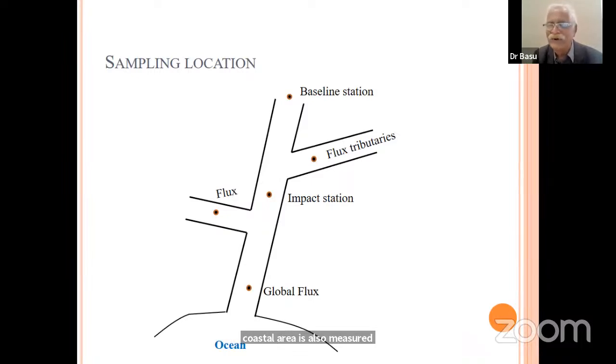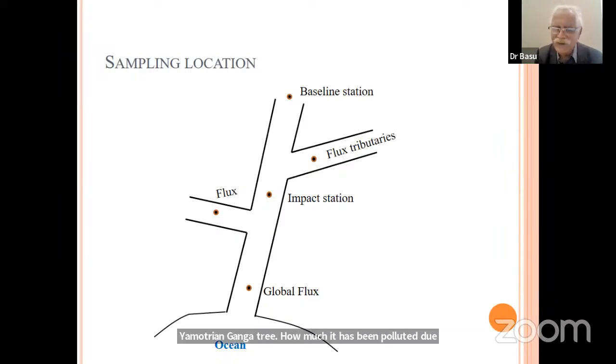So all we measured: how much fresh water is coming from Gangotri and Yamunotri, how much it has been polluted due to tributaries and flux, what their impact is, and then slowly how these water bodies discharge wastewater to the ocean, how much pollutant they are discharging to the ocean. This is the way we measure riverine systems, right? That is our job actually.